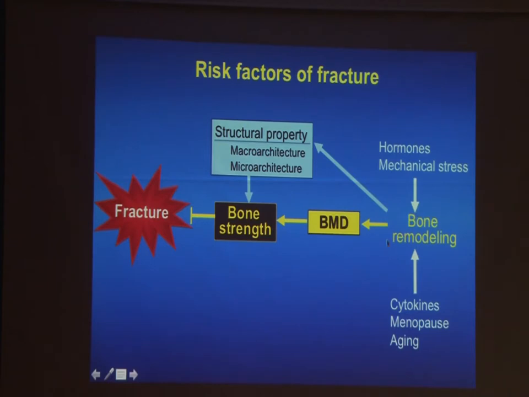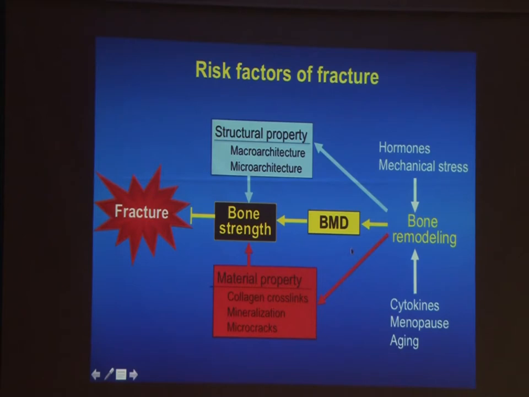Then disturbed bone remodeling causes a reduction in bone mineral density. At the same time, a high turnover situation causes increased bone resorption compared to bone formation that can deteriorate the structural property of the bone. These changes together cause a reduction in bone strength and make the bone prone to fracture.